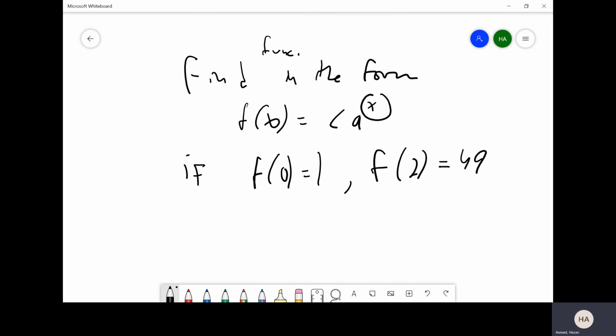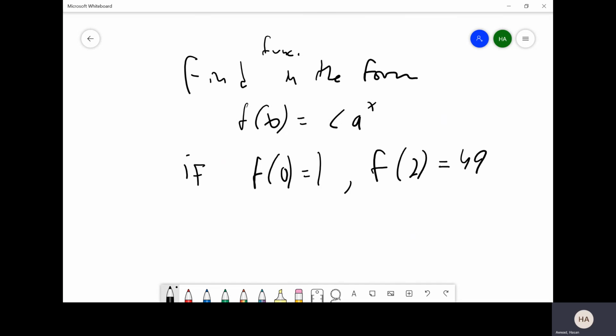We don't have to figure out what x is because, in a function, x is always going to be your variable, right? X is your input. So you're not trying to figure out what x is. You're trying to find the function given these two pieces of information.